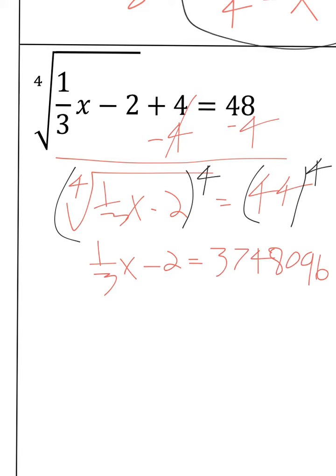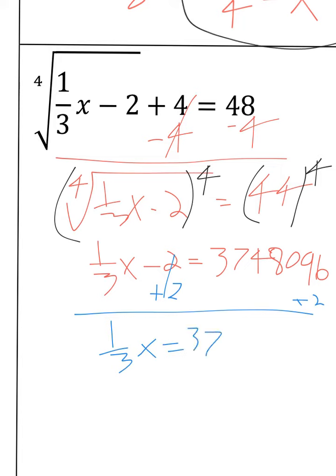So I got this number, 3748096. All right, that's what happens when you just make up numbers and you're writing your own functions. So now I have to add 2 to it. So 1 over 3x equals 3748098. And so how do I get rid of the fraction of 1/3? I'm going to multiply both sides by 3.